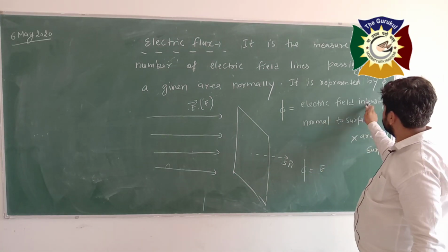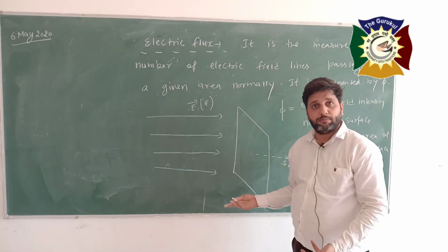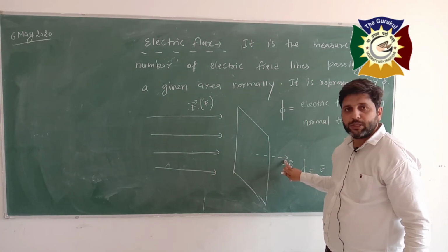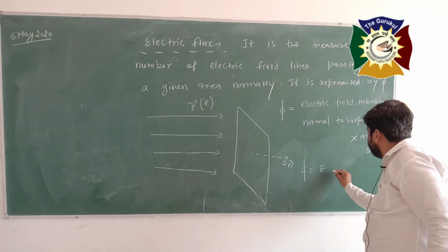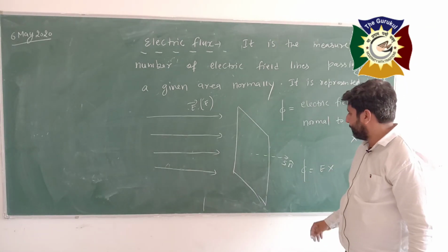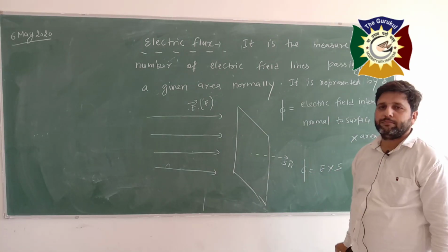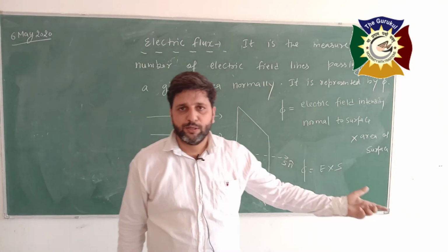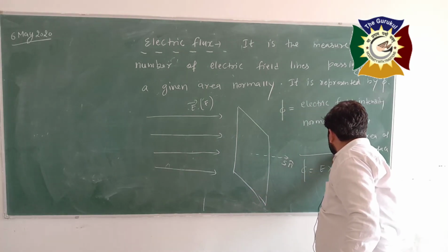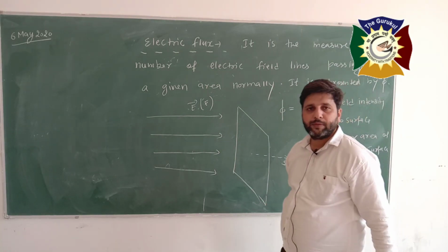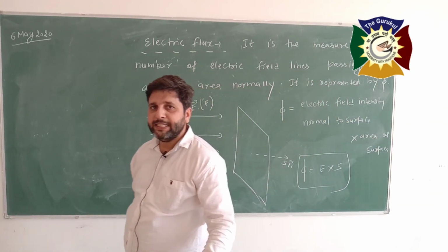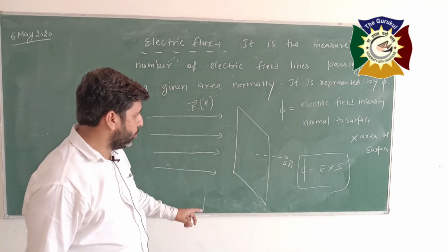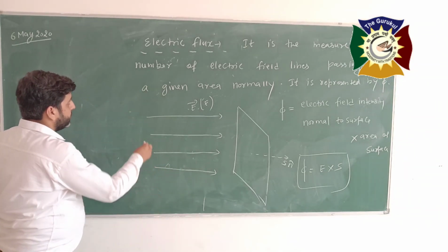Listen, electric field intensity normal to surface is E, because the whole lines are parallel to the normal, into area of surface, and its area is S. Only magnitude you have to take, S. This E into S, phi, is the value of electric flux. Phi is the value of electric flux, E into S. Only in this case.